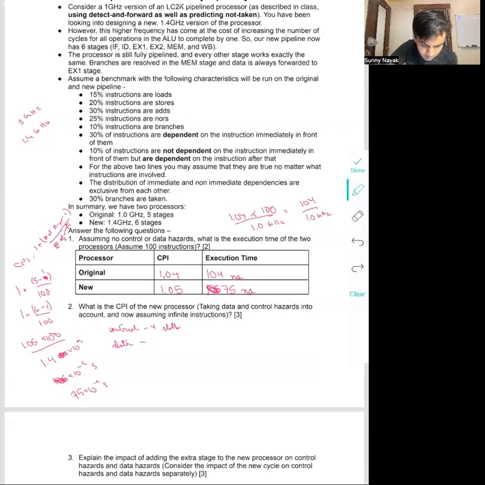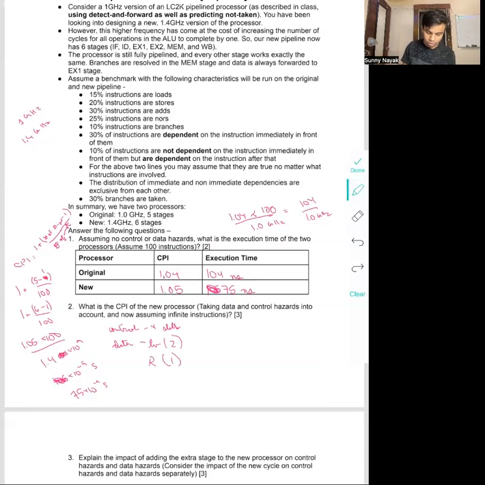we're using detect and forward, right? So if we're using detect and forward, the stall associated with a load is now 2 stalls. We're going to have 2, right? If I have a data hazard. And for other R type instructions, so that's adds and nors, we're going to have 1, right? Because with detect and forward, we got it down to 0.